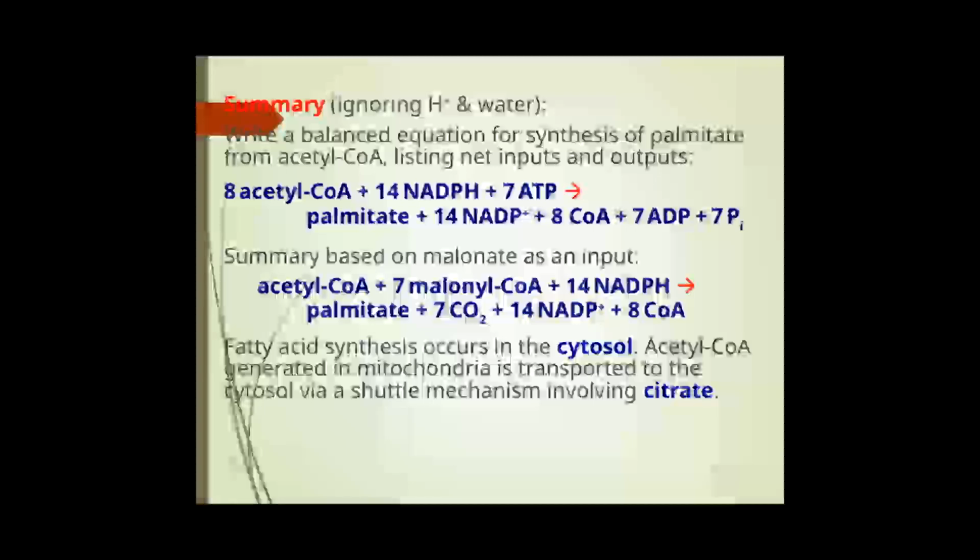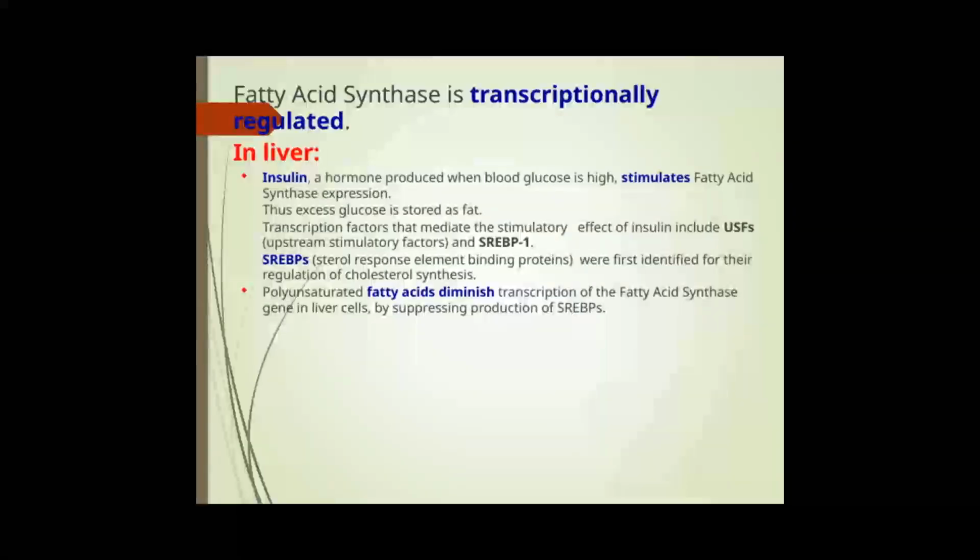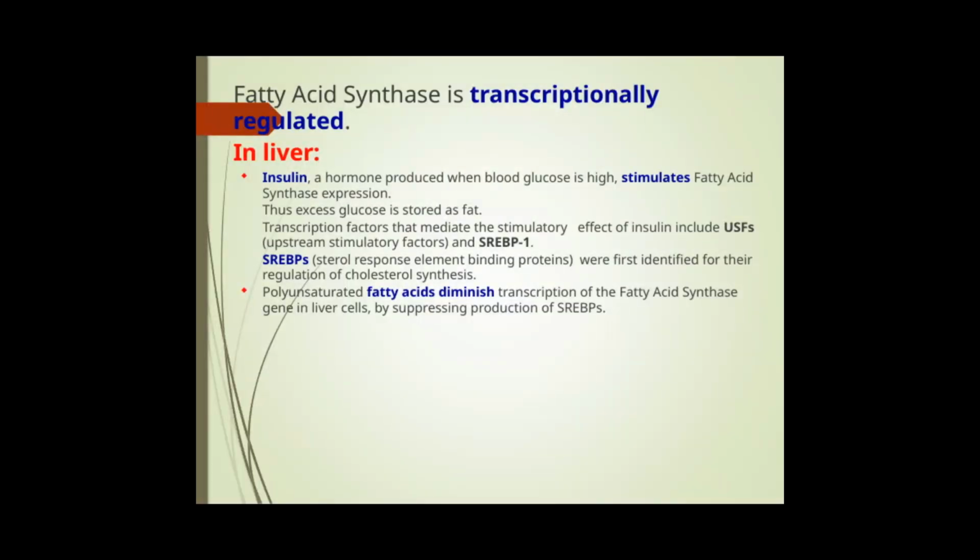Fatty acid synthase is transcriptionally regulated, which means its production is controlled at the gene expression level. In the liver, insulin plays a key role. It's a hormone released when blood glucose levels are high. When insulin is present, it stimulates the expression of fatty acid synthase, leading to the conversion of excess glucose into fat for storage. This process helps our body efficiently store energy for later use.